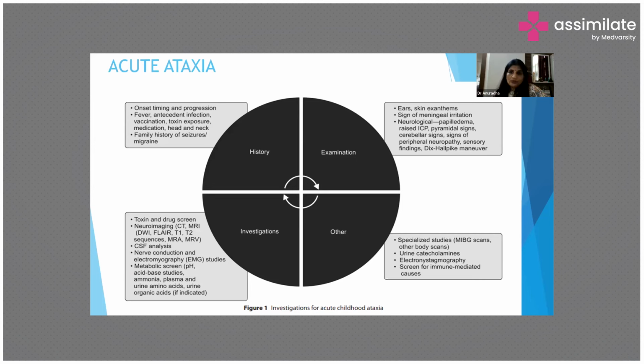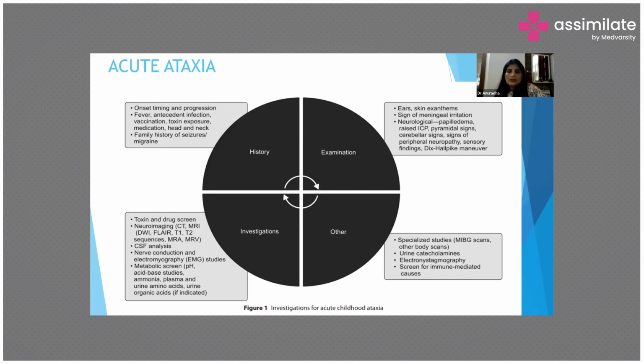And you have to also do the investigations like drugs and toxins level, CT, MRI scans to see the molar tooth appearance, which we can see in Joubert syndrome, neurodegenerative disorders, conduction velocity study, EMG studies, metabolite screening in the urine and the plasma, like vanillylmandelic acid or homovanillic acid, blood screening, metabolic screening, blood pH, acid-base balance, etc. And special studies also: urinary catecholamines, electronystagmography, immune-mediated causes, MIBG scans, and other body scans.